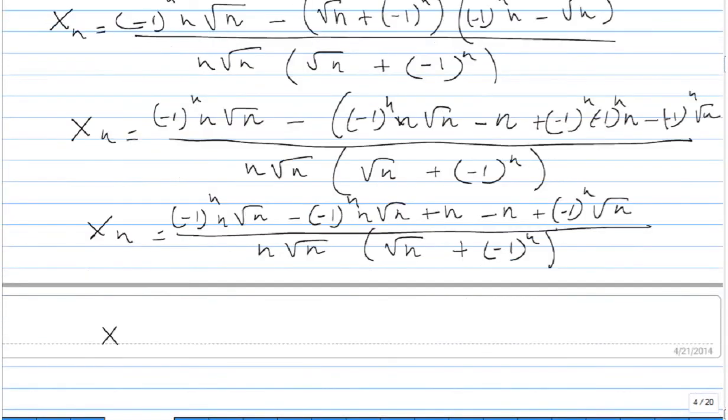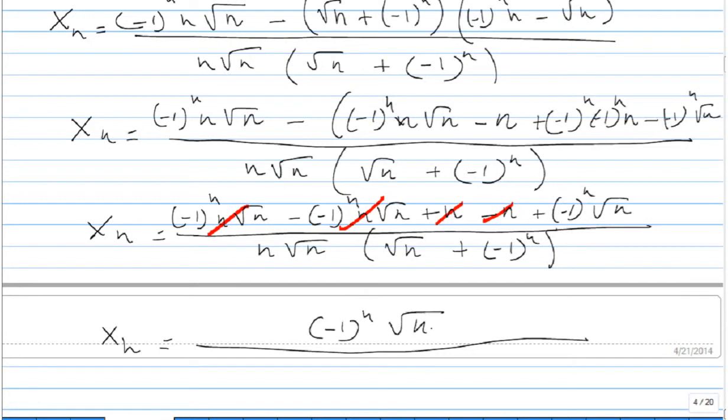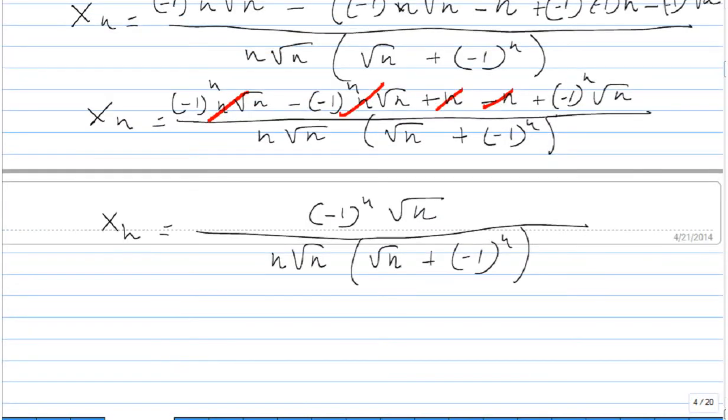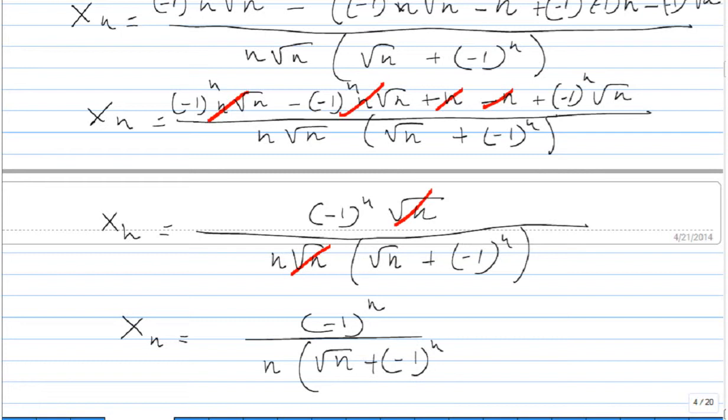So this gives me xn, so this is equal, and now we start cancelling some. We have the n with the n, we have this with this, and we're going to find (-1)^n √n over n√n times (√n plus (-1)^n). So cancel the square root of n, and this will give me xn equal (-1)^n over n times (√n plus (-1)^n).